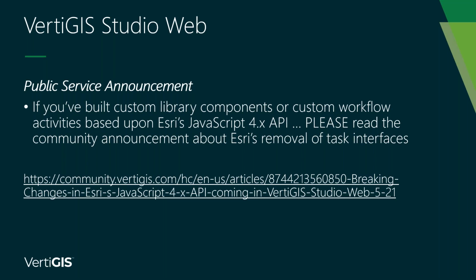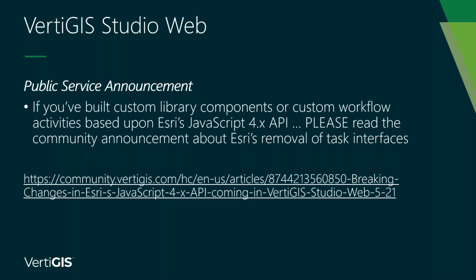The most recent update of VertiGIS Studio Web that is about to be released, 5.21, has updated to the latest version of Esri's JavaScript 4.x API. No surprise there, it's 4.24. And Esri has marked for deprecation for quite some time now, several, I think all the way back to 4.20, the fact that their tasks interfaces are going to change to REST. You can read all about it at the community post. Why are we highlighting this?